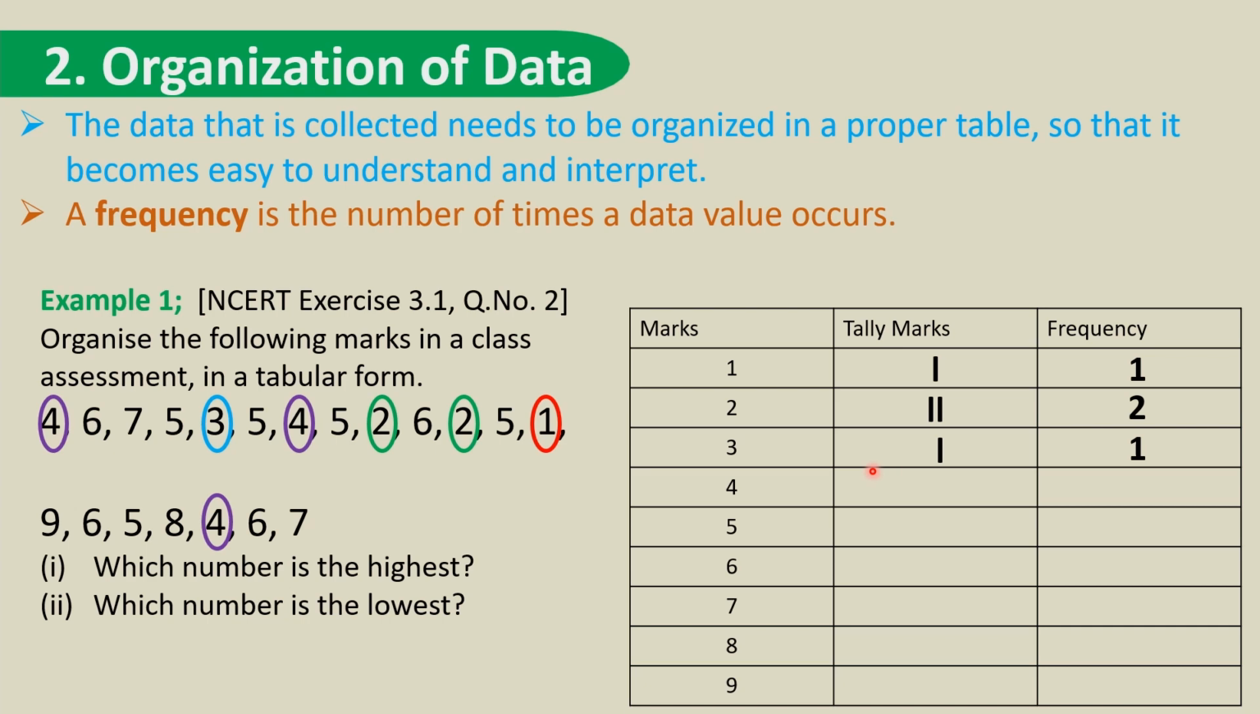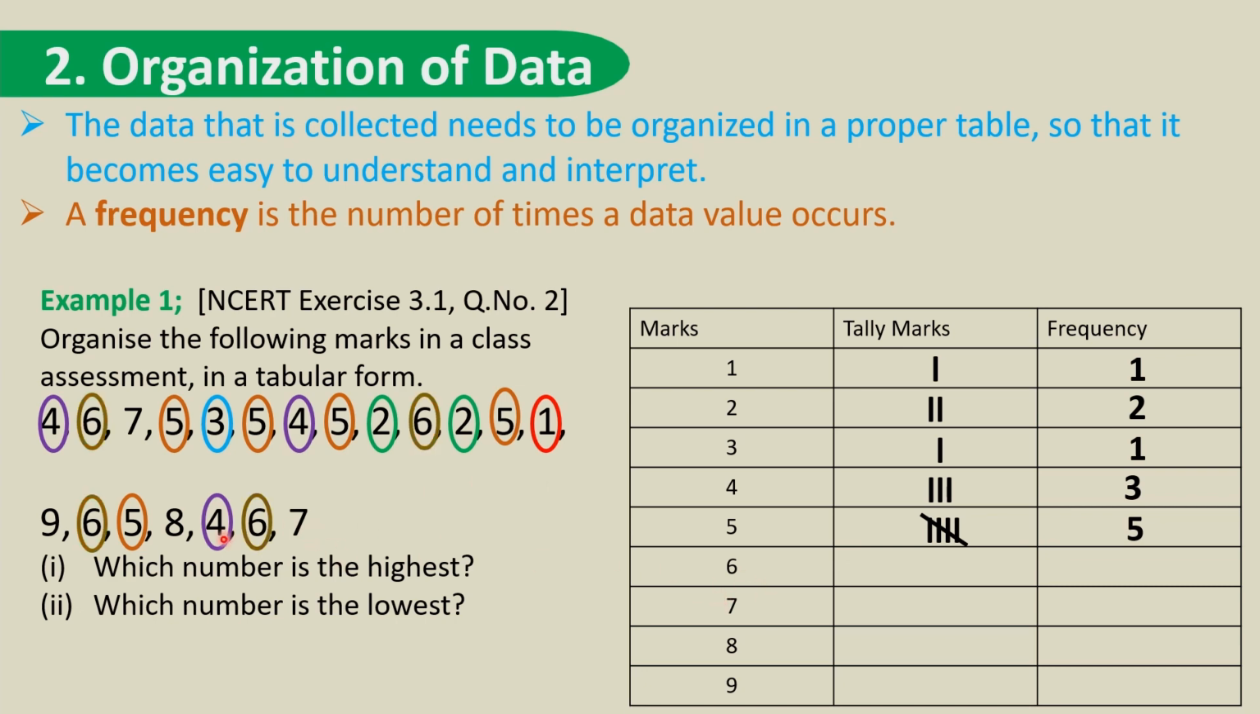Next, 4. How many students secured 4 marks? 3 students secured 4 marks. So the tally mark is 3, and the frequency we write is 3. Next, 5. How many students secured 5 marks? 1, 2, 3 and 4, 5. 5 students secured 5 marks. So the tally mark is 5. After writing 4 lines vertically, when it comes to 5, we cross them. That is the way we represent 5 in tally marks. Clear? So the frequency we write is 5.